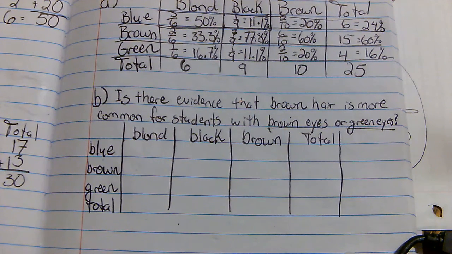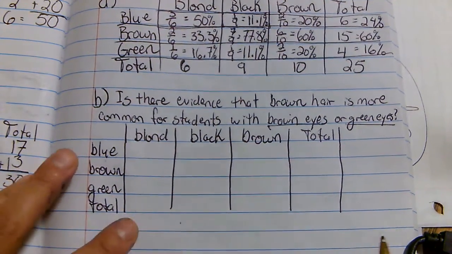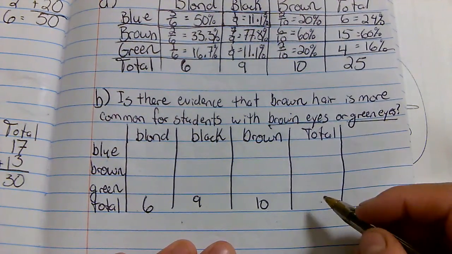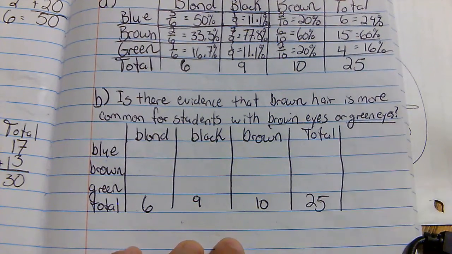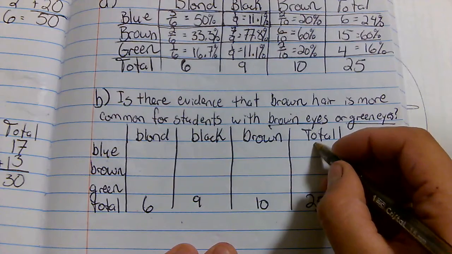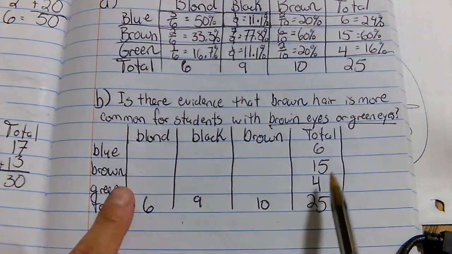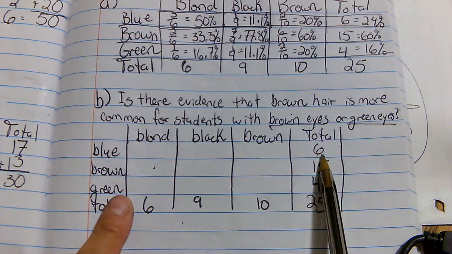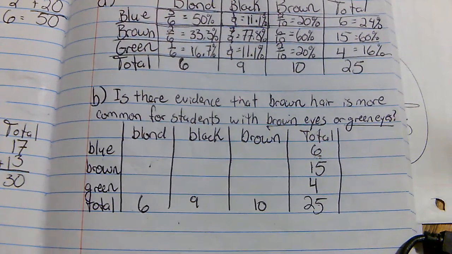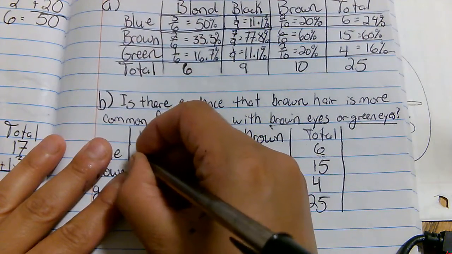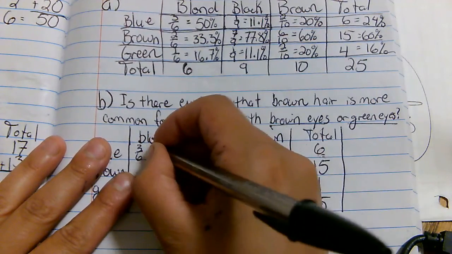All right, so I have that copied down. This time, I'm going to rewrite my totals, just like I did before. So the totals were 6, 9, 10, and 25. And then 6, 15, and 4. We're now going to be using the total from the end of the row to help calculate our percentage. So I'll do the first one. We're not looking at blue eyes, but I'll just use that as my example. So this was 3 out of 6, which we already know. That should be 50%.